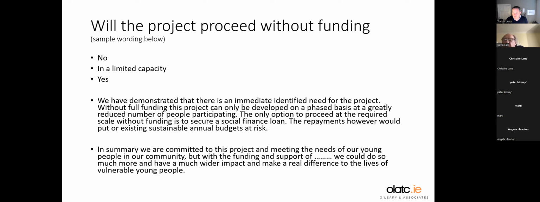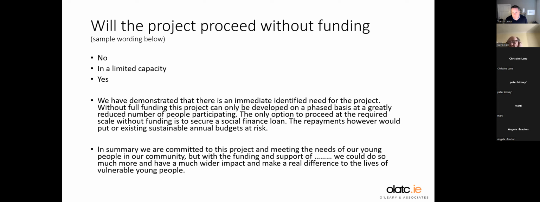And I'm saying the third thing is that we will have to borrow money, which puts our normally sustainable budget at risk, okay? That's better than saying, no, it's not going to go ahead, right? And then what we would normally put in as well is something like this. In summary, we are committed to this project and meeting the needs of our young people in our community.